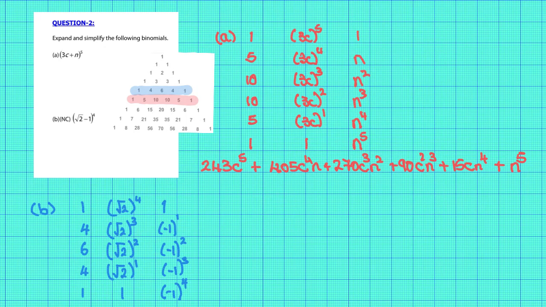Now multiply across to get 4, minus 8 root 2, 12, minus 4 root 2, 1. Add the terms up to give a final expansion of 17 minus 12 root 2.